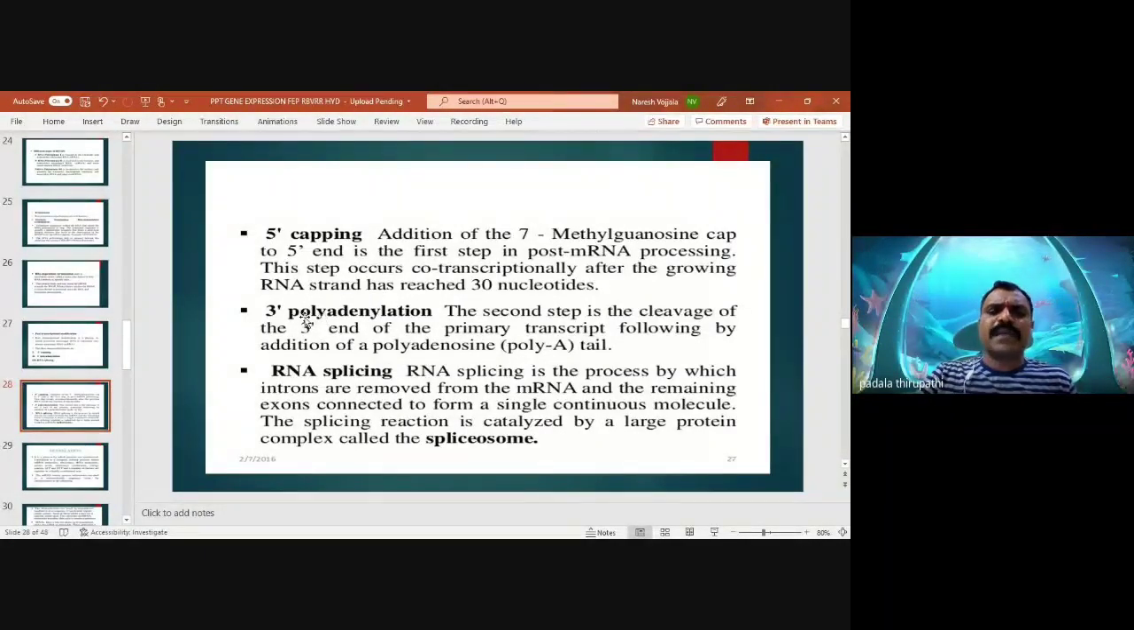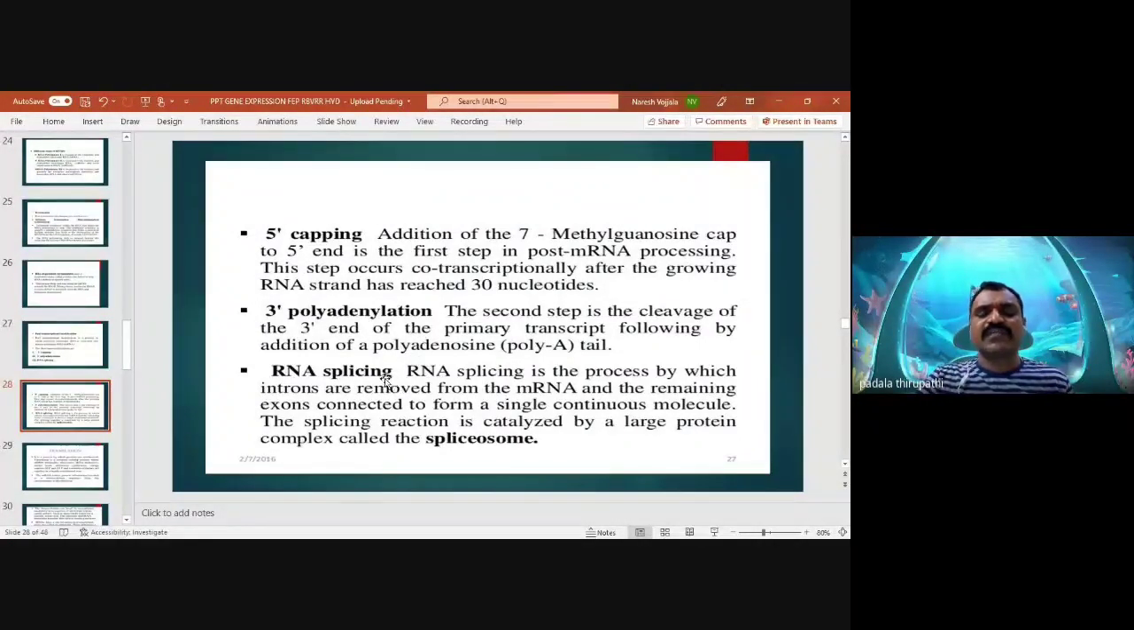Then 3' polyadenylation. Polyadenylation means many adenines are attached to the tail, so we call it a polyadenosine chain, that is a poly-A tail. This is the second step. It is the cleavage of the 3' end of the primary transcript, followed by addition of the poly-A tail. So this is the second post-transcriptional stage.